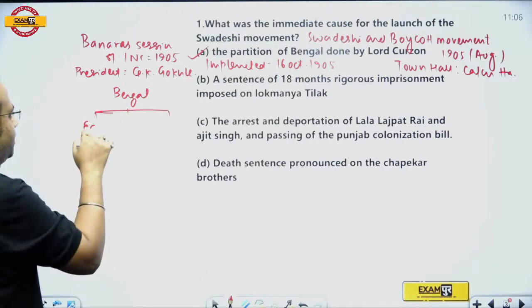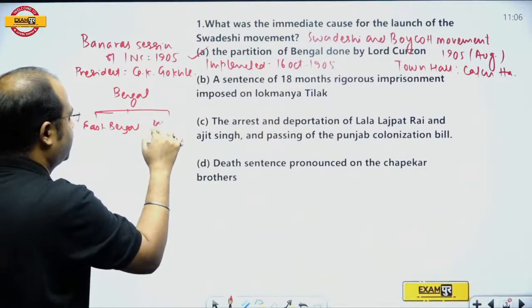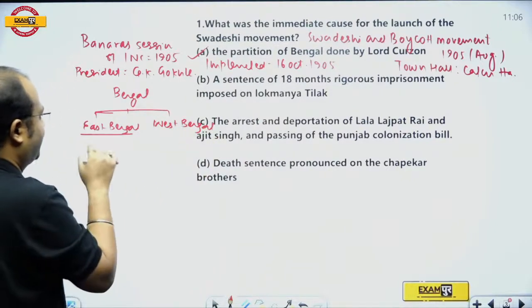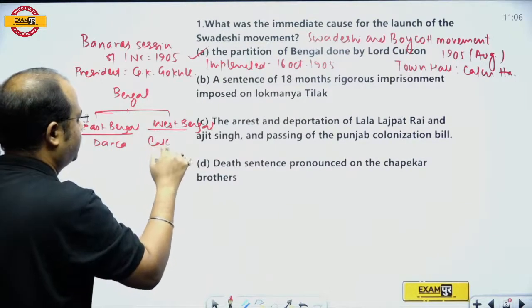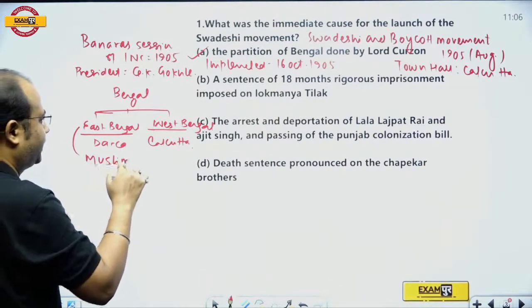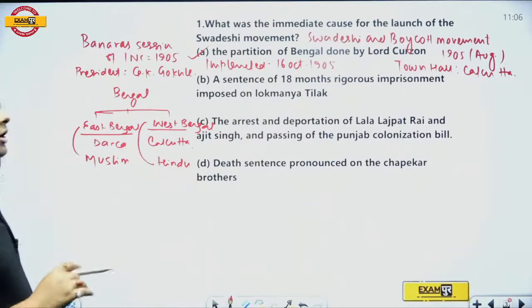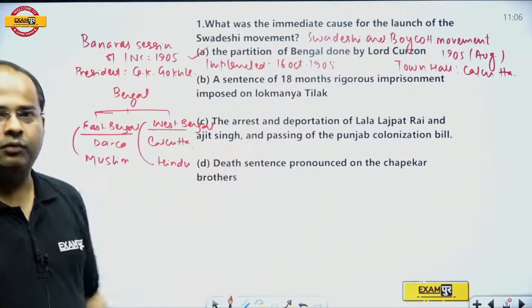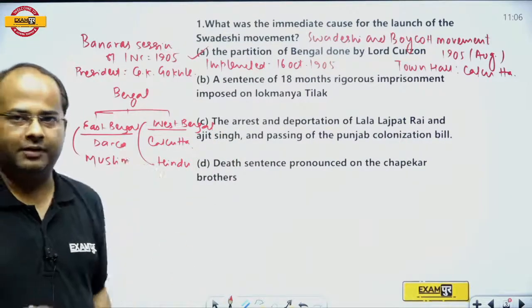One was East Bengal, which was a Muslim dominated area. Next is West Bengal, that was a Hindu dominated area. East Bengal's capital was Dhaka, and West Bengal's capital was Calcutta. East Bengal was Muslim dominated and later became Bangladesh, and West Bengal was Hindu dominated. Actually Lord Curzon wanted to weaken the national movement that was starting in Bengal. Therefore he decided to divide Bengal into two parts, East Bengal and West Bengal.